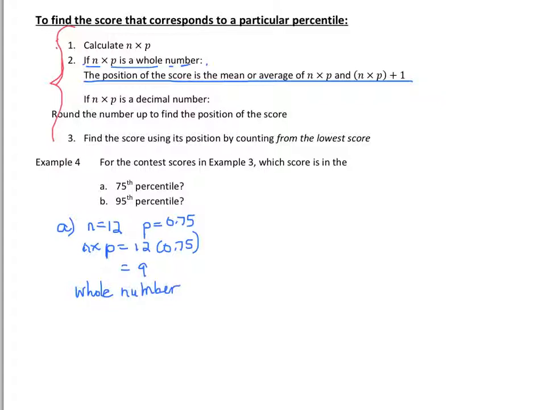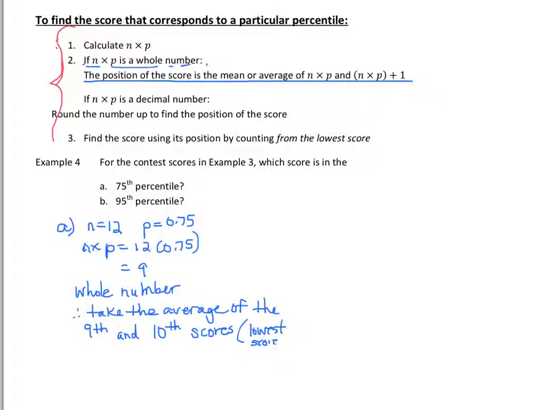So the next thing we have to do is take the average of the 9th and 10th, so the one above it, scores. Now, when you're finding the average of the 9th and 10th scores, that would be the 9th and 10th lowest score. So you're going to begin counting from the bottom of your chart.